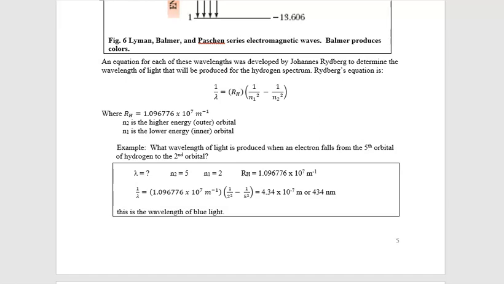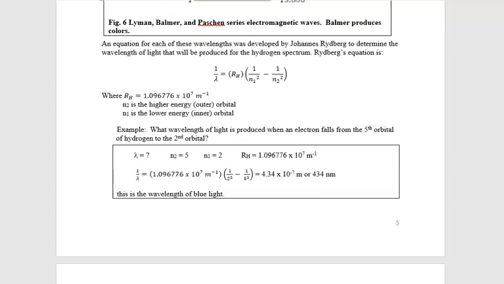It says the reciprocal of the wavelength, so sometimes you'll see this solved for the wavelength where they flip it, but it's the reciprocal: 1 over the wavelength equals the Rydberg constant times 1 over n1 squared, where n1 is the lower energy level, minus 1 over n2 squared, where n2 is the higher energy level. So if it's falling from the 5th down to the 2nd, for example, n1 would be 2 and n2 would be 5. Okay? It's not a hard equation.